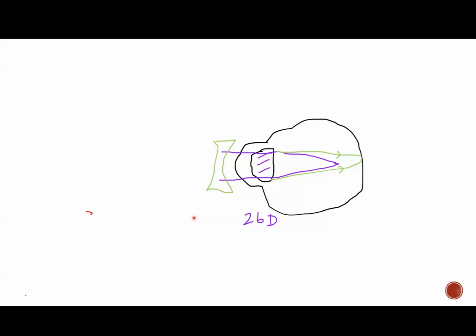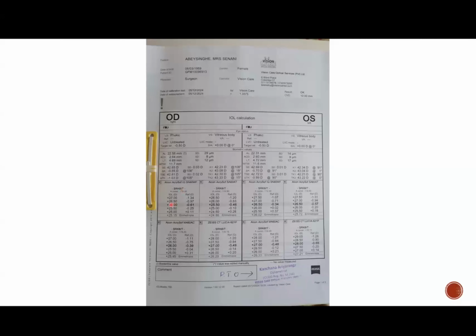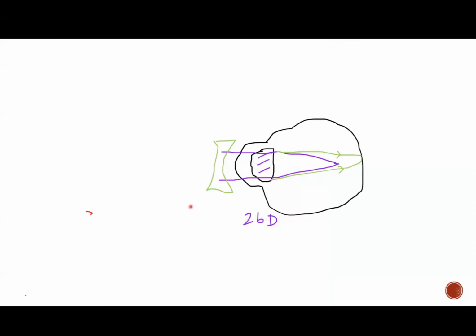Now, what does it mean? Remember, we are going to use this 26 diopter lens. Imagine a purple color lens is a 26 diopter. So if you keep this 26 diopter lens into the eye, and if the surgery goes on perfectly well, these purple color light rays will meet in front of the retina. So that's why it's called myopia.